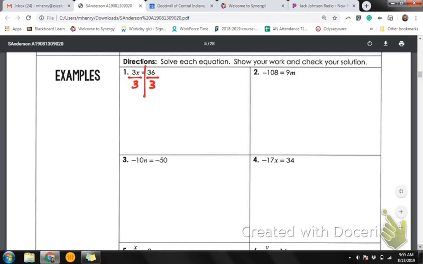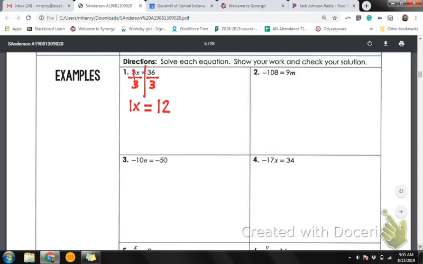Now on the left side, we know that 3 over 3 cancels. What is 3 divided by 3? 1. Leaves you with 1x. What's 36 divided by 3? Remember, it is 12. You can use your multiplication sheet. You use it opposite, though, right? You find your 3 column and find where the 36 is. We get 12.